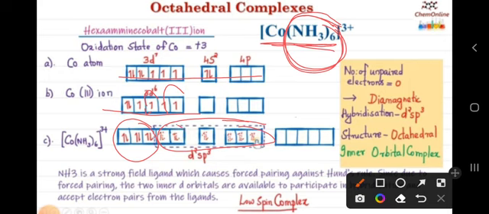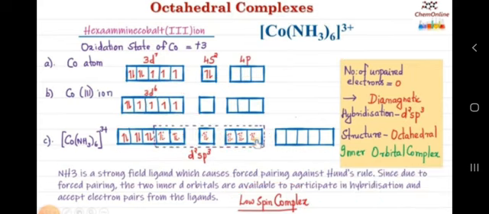That means 2 d orbitals, 1 s, and 3 p. Then the hybridization we are going to get is d2sp3. This is an inner orbital complex, and here we are not having any unpaired electrons, so it is diamagnetic, and the structure will be octahedral. It is an inner sphere complex and also a low spin complex. Why do we say low spin complex? Due to the presence of NH3, a strong field ligand, it will force the electrons to pair up, and because of pairing of electrons, they can participate in hybridization, which will accept the ligands.